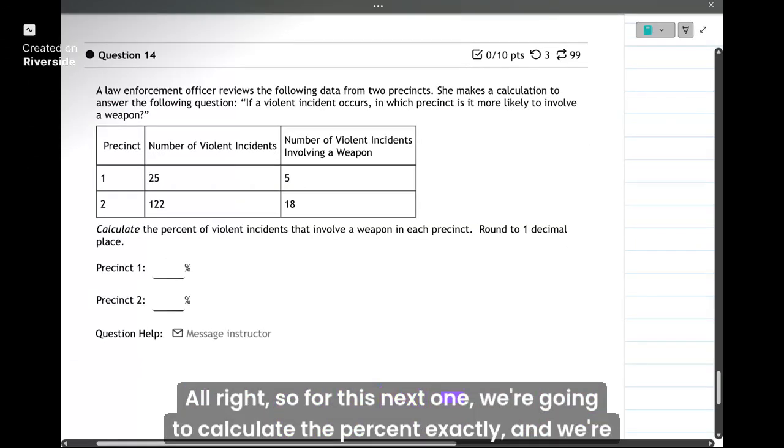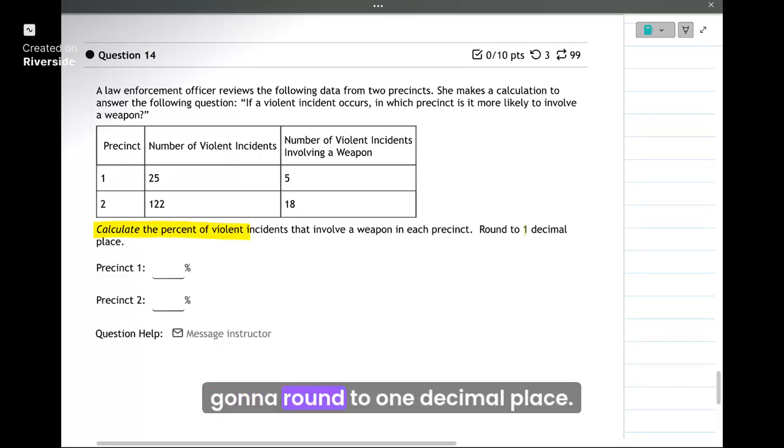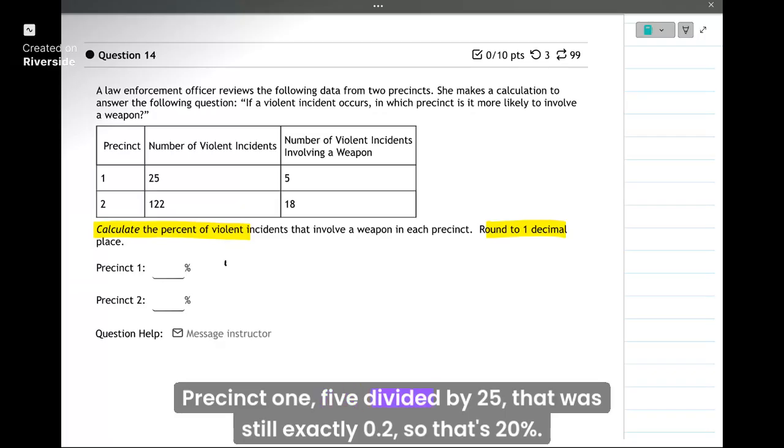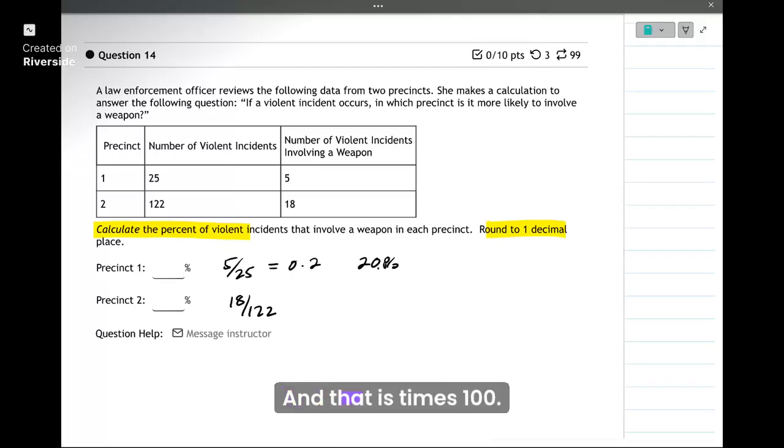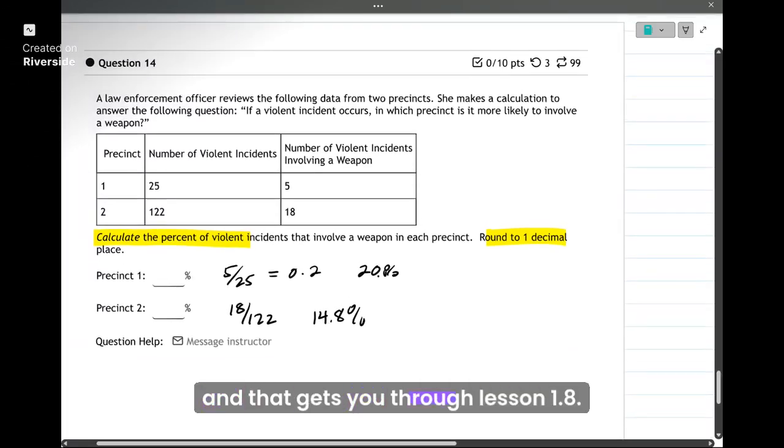So for this next one, we're going to calculate the percent exactly, and we're going to round to 1 decimal place. Precinct 1, 5 divided by 25, that was still exactly 0.2, so that's 20%. And then for precinct 2, we're going to have 18 divided by 122, times 100, and that is 14.8%. And that gets you through lesson 1.8.